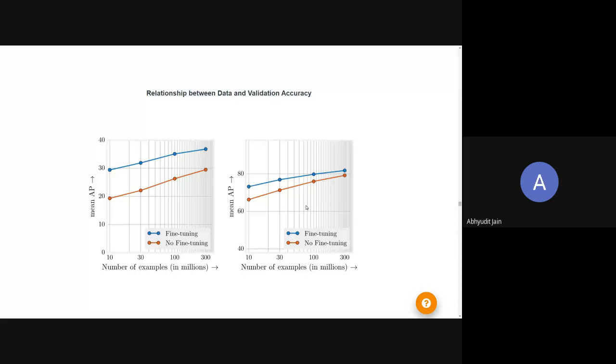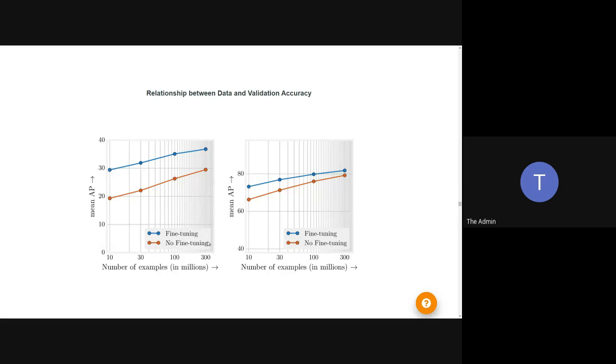Yeah, looks linear. Anyone else? It's intersecting after some few million examples. Okay, so whenever you see a graph where on the bottom you have numbers not linear, they're definitely not linear, right? This is 10, 30, 100, and 300. So the gap between 10 and 30, 30 and 100, 100 and 300 is not the same. They're 3 times of each other.